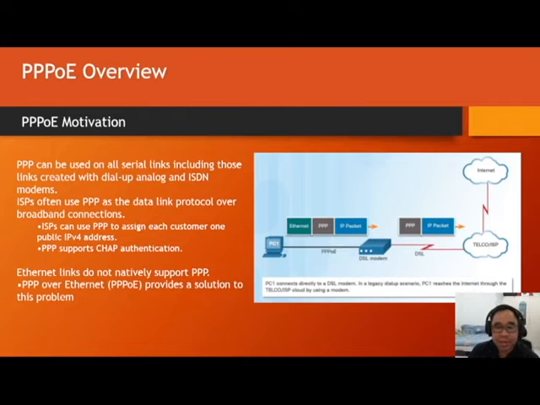PPPoE motivation. PPP can be used on all serial links, including those links created with dial-up analog and ISDN modems. ISPs often use PPP as a data link protocol over the broadband connection. So an ISP can use PPP to assign each customer one public IPv4 address. PPP supports CHAP authentication, which we demonstrated earlier. Ethernet links do not natively support PPP. PPP over Ethernet, or PPPoE, provides a solution to this problem.